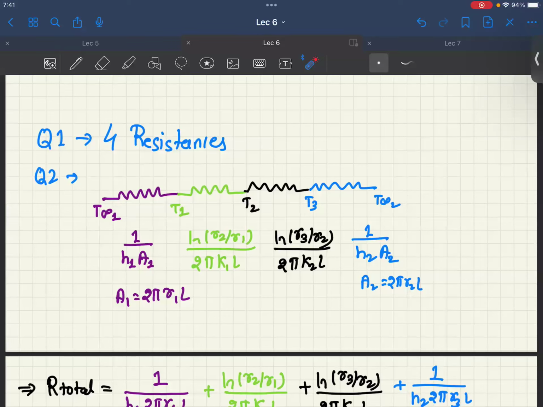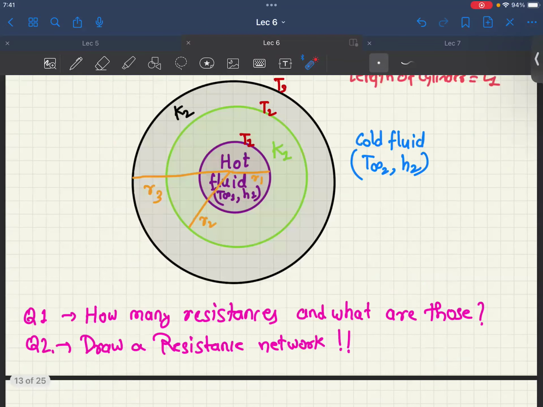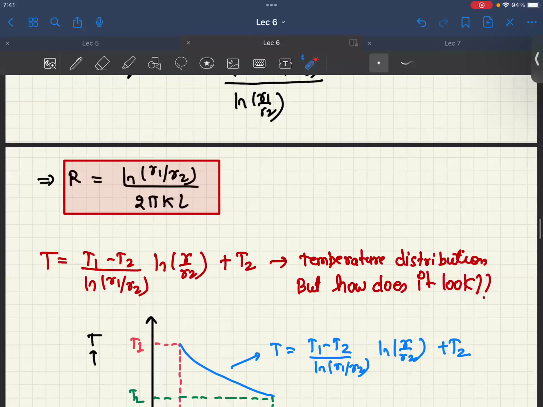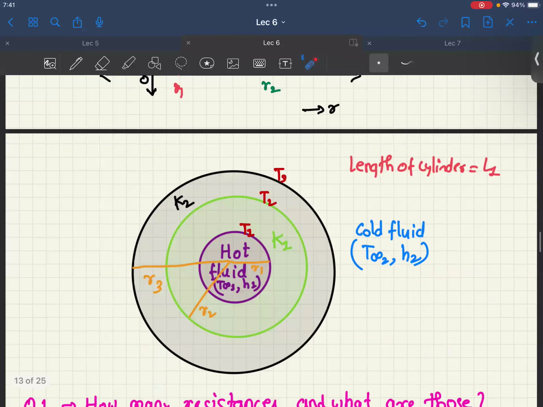तो 1/h1A, this is nothing but L2 by ln of R2 by R1 divided by 2 pi k1 L, ठीक है. ये पहला resistance because of this hot fluid, which we can say 1/h1A1, where A1 is going to be this one, which is 2 pi R1 L. दूसरा आएगा because of this green part, उसको हम quantify करेंगे using this expression ln(R2/R1)/2πkL, ठीक.